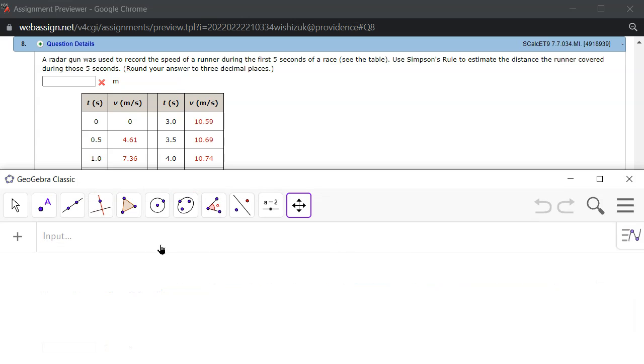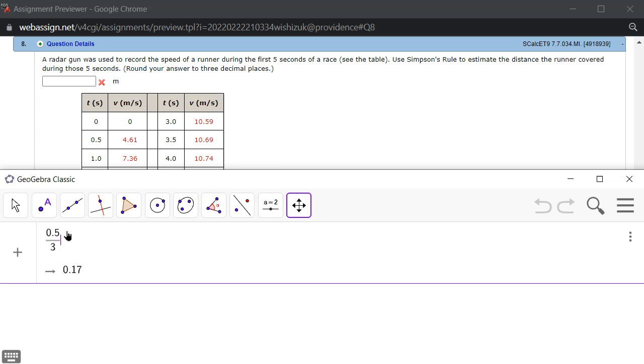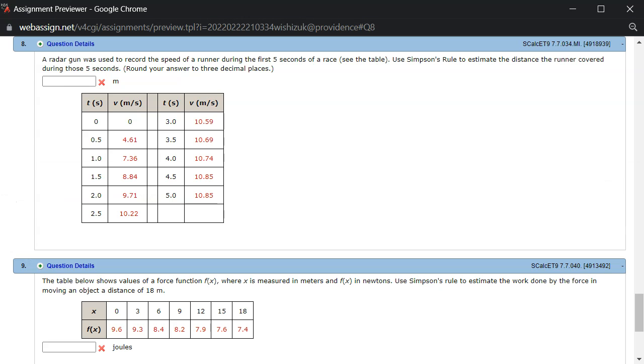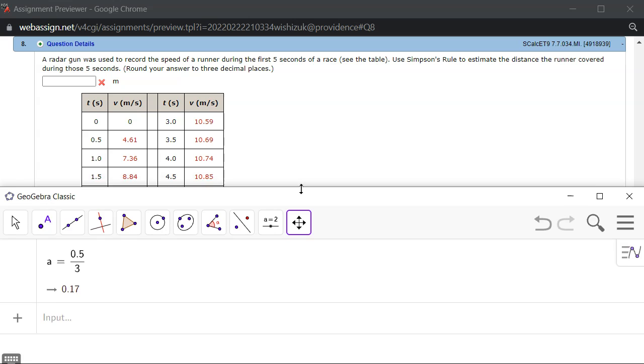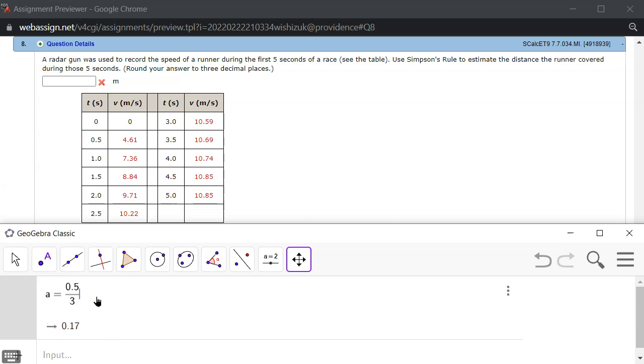So open up GeoGebra. Delta x is 0.5, so 0.5, and then divide by 3, since part of the formula is delta x over 3. I have to bring this down a bit so that we can see all the numbers. All right, then here, the first number is 0, velocity is 0.